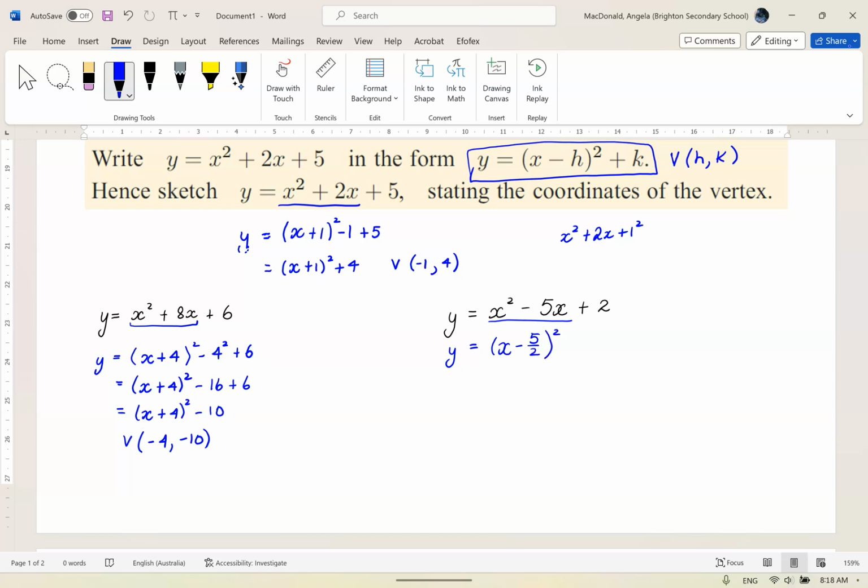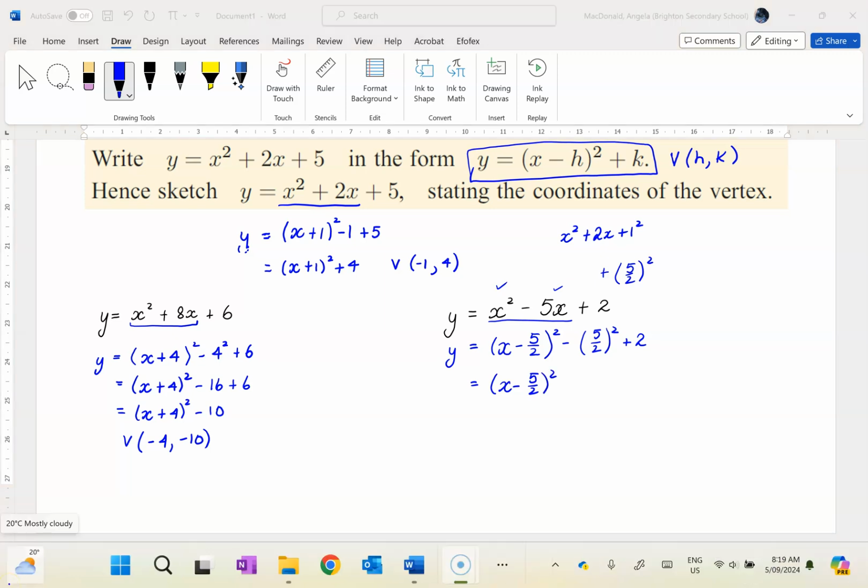When we expand this, yes, we get the x squared, yes, we get the minus 5x, but we've also, technically, added in 5 over 2 squared when we expand it, right? So now we have to subtract 5 over 2 squared, and we've still got that plus 2. You can now go to your trusty calculator, and hopefully it tells you the same thing that mine does, 17 over 4.